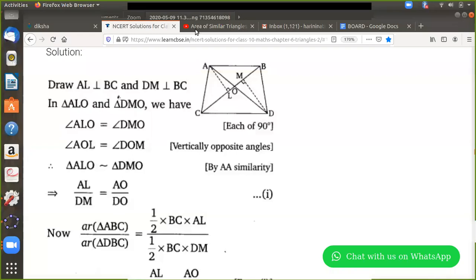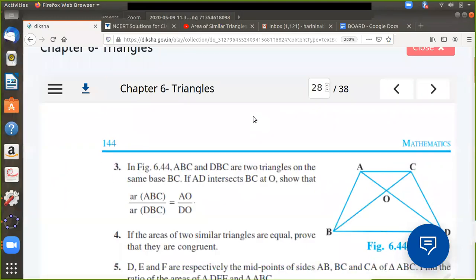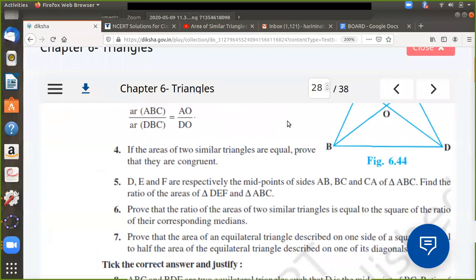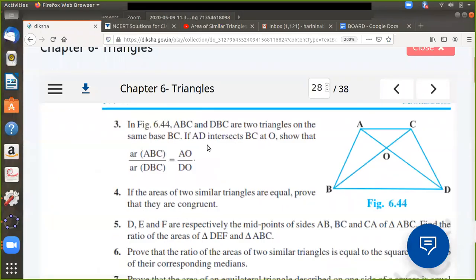No. Okay, I'll just go back to the exercise and see which other problem I wanted to do. See, this question was there in the board this year. This AO by DO, exactly the same. I think it is there in the basic maths paper. You understand why every problem is important? I can't leave anything to you and expect that you will be able to do it. Okay, this is another one, a very frequently asked question.